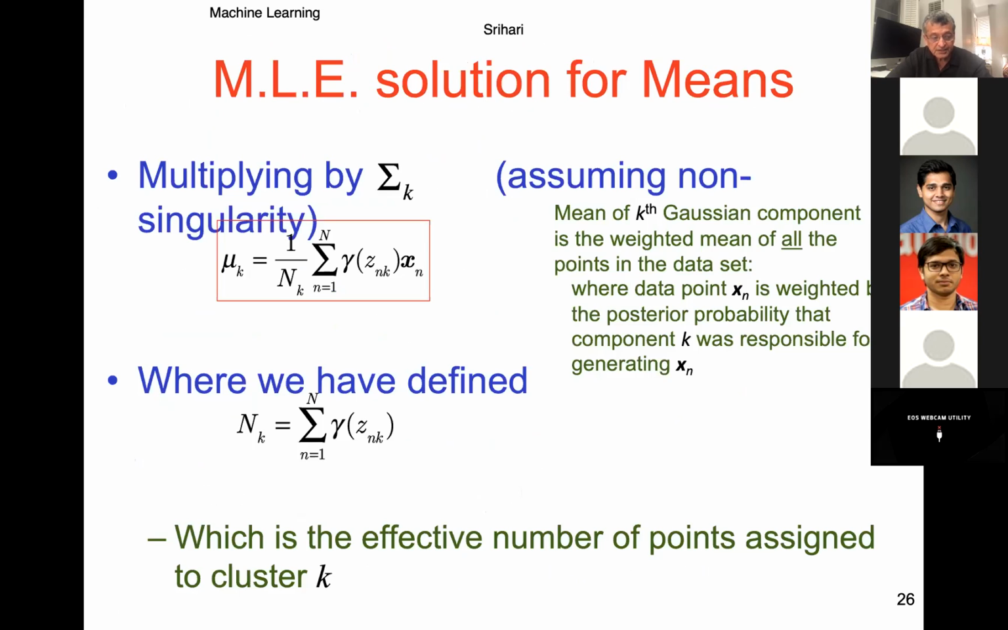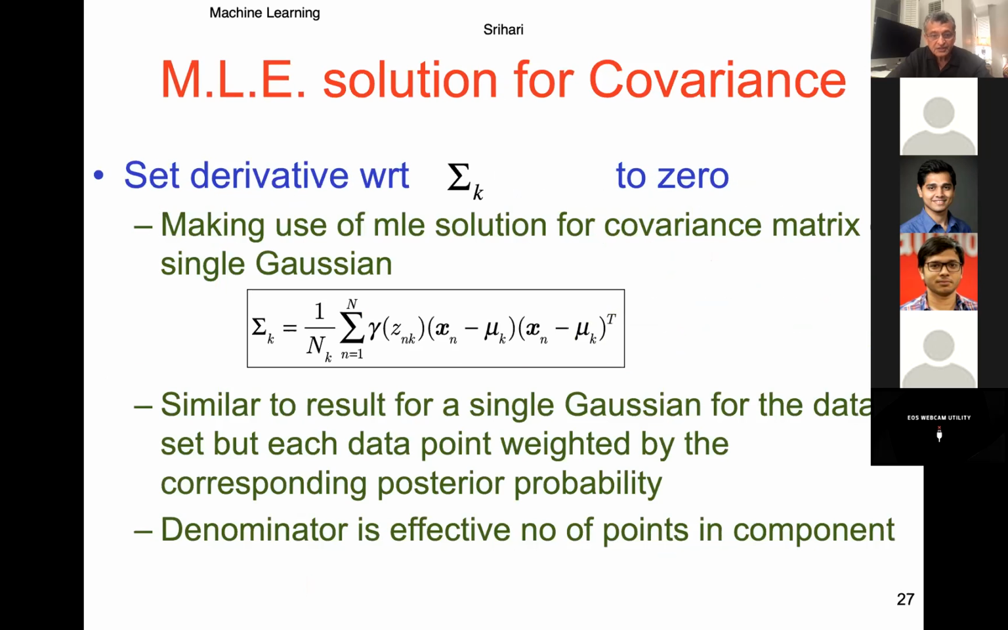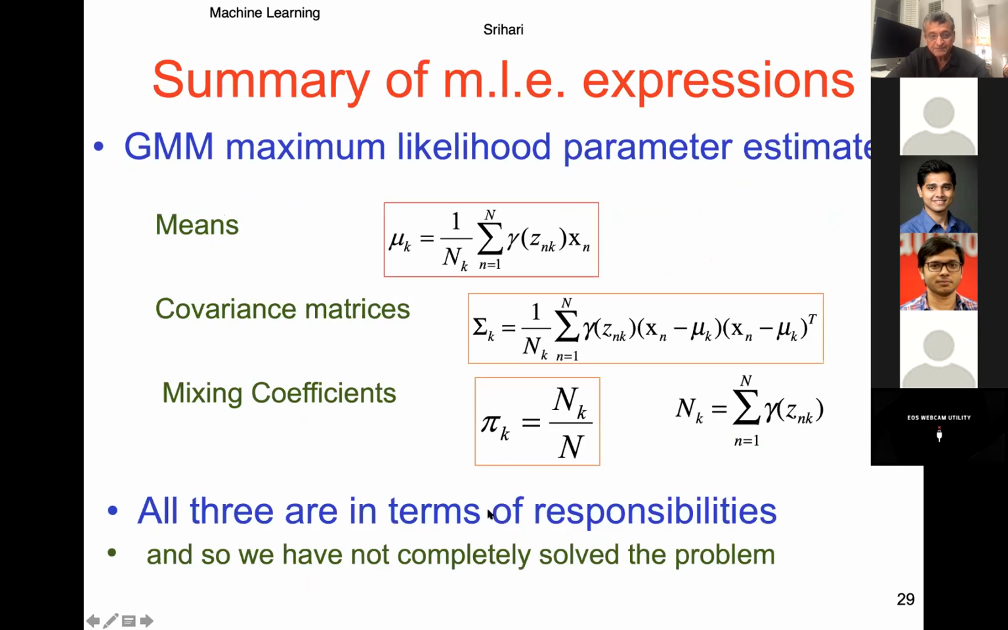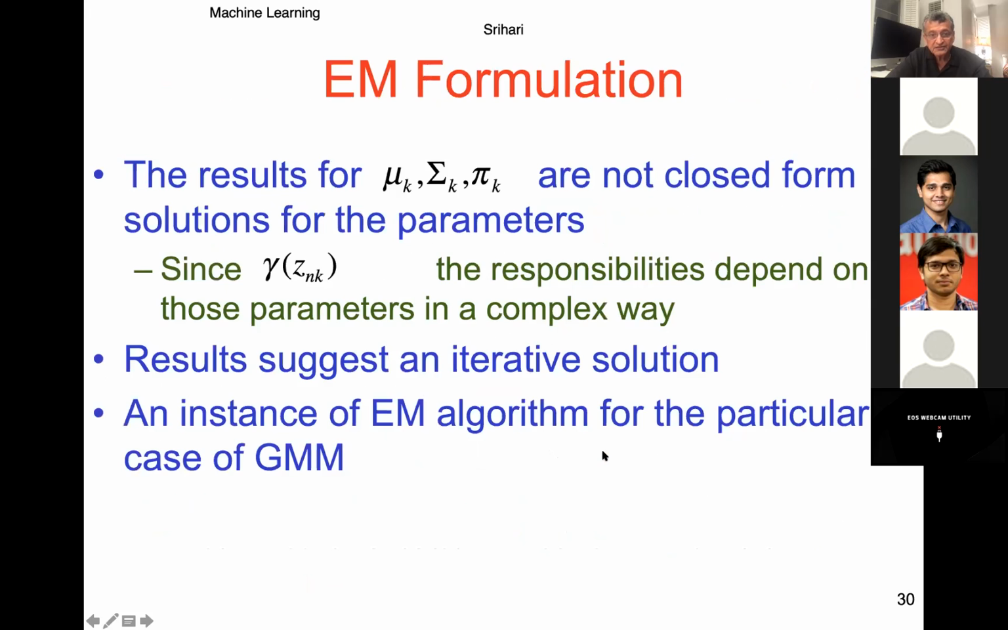First step was expectation for the assignment of the gamma values, and similarly maximum likelihood for the covariance and mixing coefficients, that is, what is the importance of each of these. And so the Gaussian mixture model for maximum likelihood parameter estimation gives the values for the means, covariance matrices, and mixing coefficients, all three in terms of responsibilities.